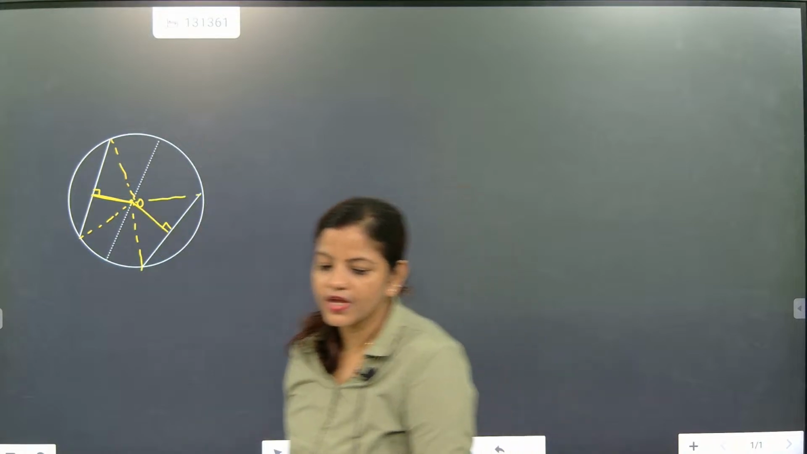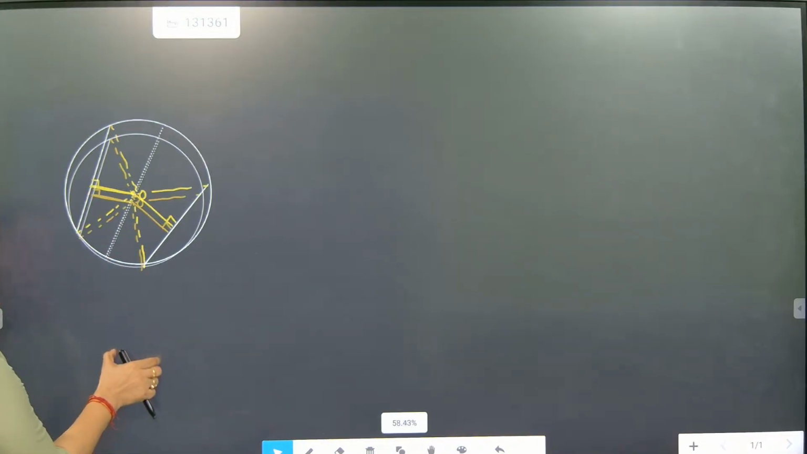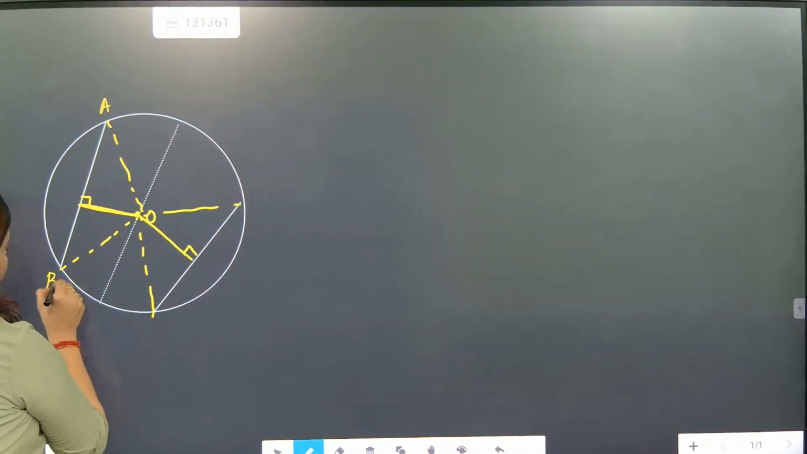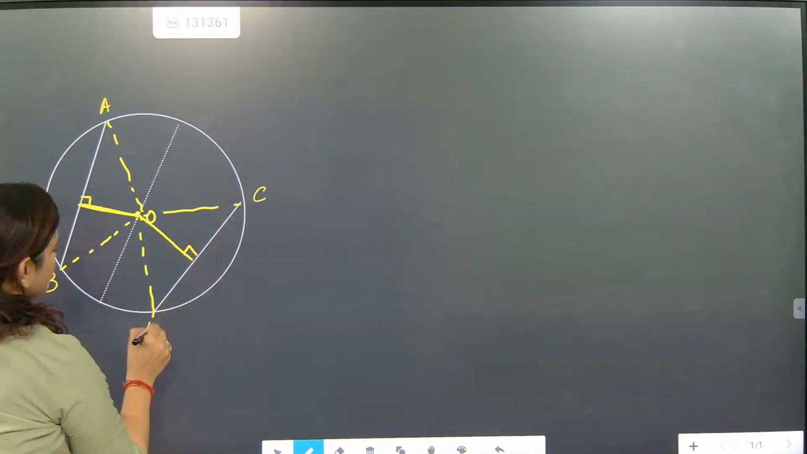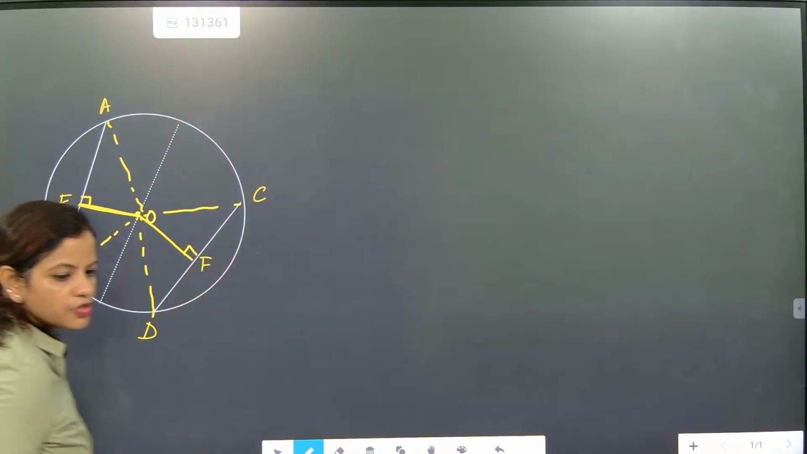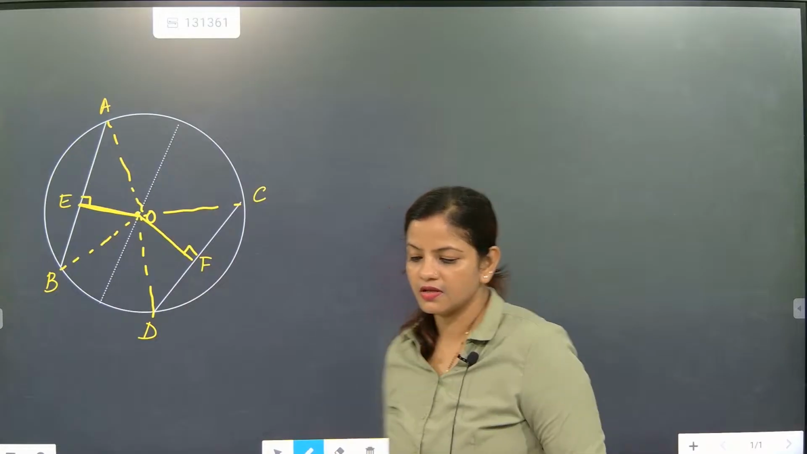Done. So equal chords of a circle subtend equal angle at the center. So this part will be written as A, B, C, D. We will write it as E and F. Understood? So what is given to you? The given section is the chords are equal.